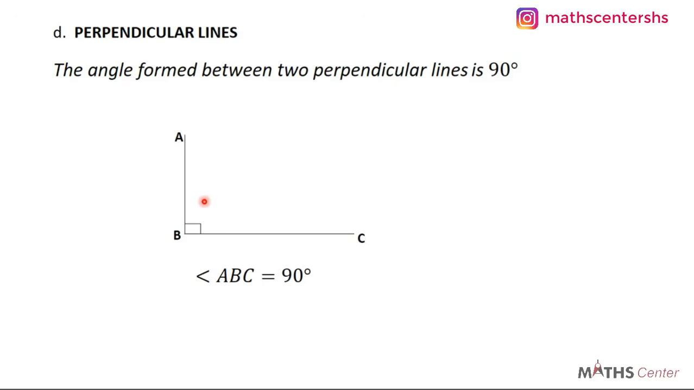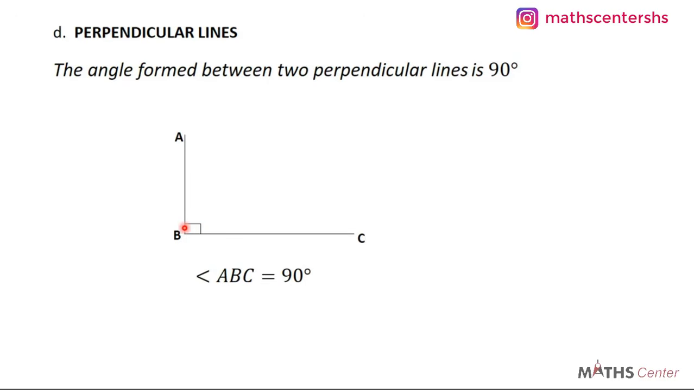Now when you have 2 perpendicular lines, on the video on mensuration and straight lines, we said that 2 lines are said to be perpendicular if they meet at 90 degrees. So in this case, line AB and line BC meet at 90 degrees. So we say that line AB and line BC are perpendicular to each other. We say that if you have 2 perpendicular lines and they are meeting, the angles formed between them is 90 degrees. So here the angle ABC, which is this angle we are talking about here, is 90 degrees.